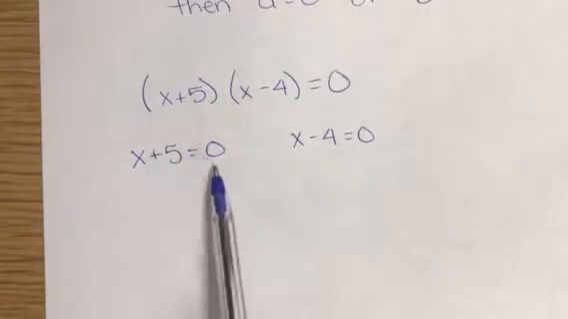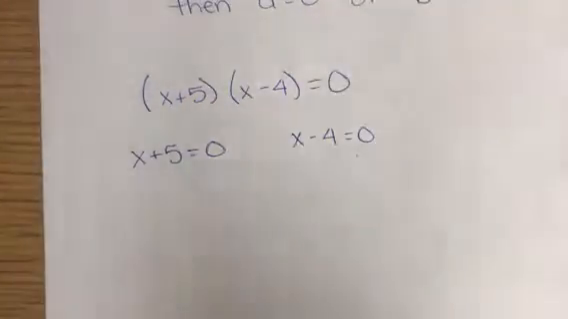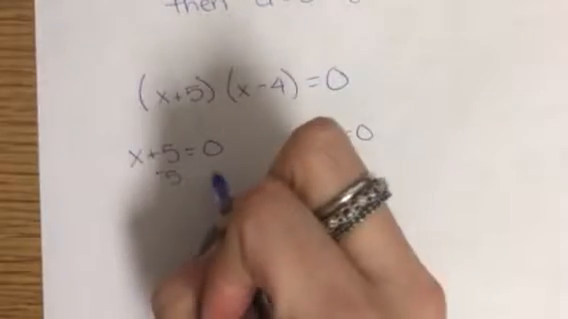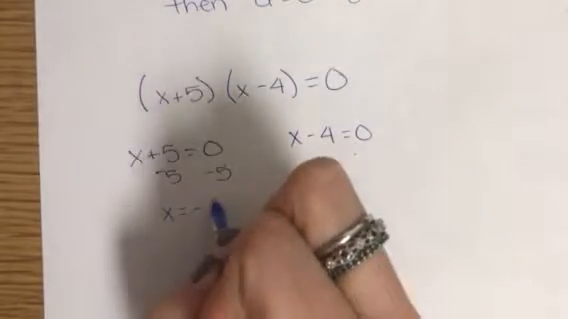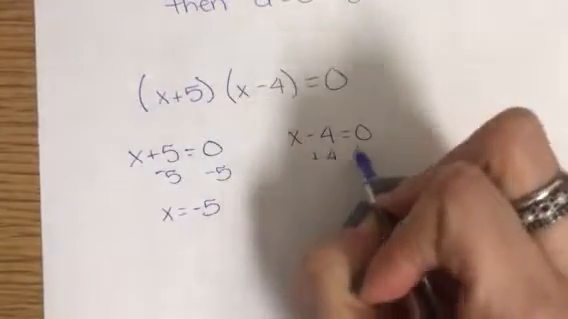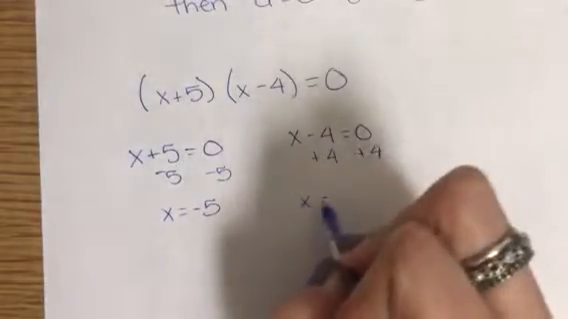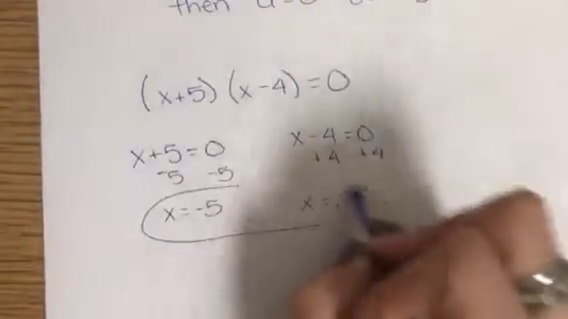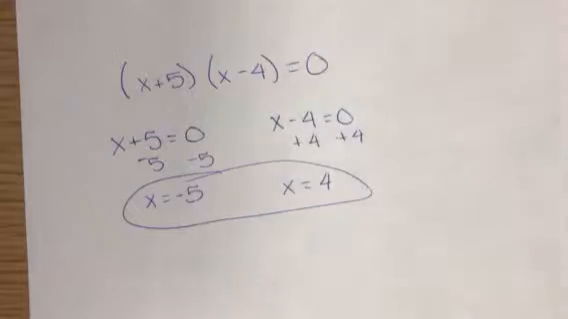I'm just taking the different things that are being multiplied together, and I'm setting them each individually equal to 0. If I solve this, it's just solving one-step equations. Then I'll get solutions of x equals -5 or x equals 4. I have two possible answers, which is the same thing we've seen when we're solving by taking a square root or when we're solving by finding the roots or zeros.